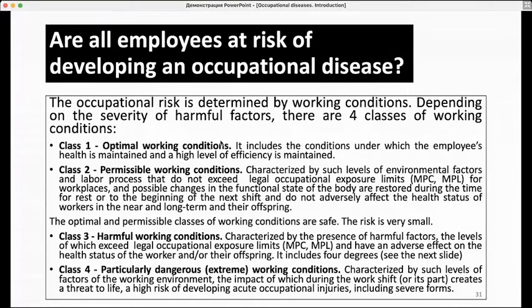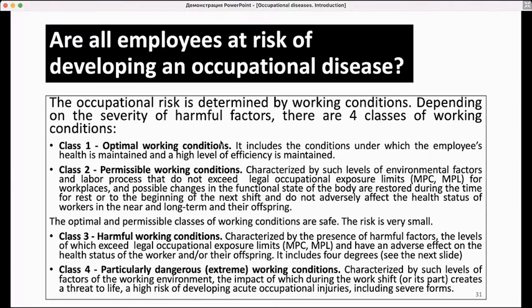Class number 3 is harmful working conditions, characterized by the presence of harmful factors, the levels of which exceed legal occupational exposure limits, like MPC or MPL, maximum permissible concentration and maximum permissible level, and have an adverse effect on the health status of the worker and or their offspring. It includes 4 degrees. We will talk about them on the next slide.